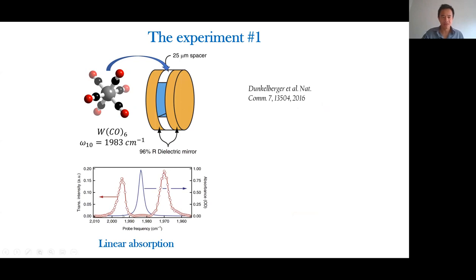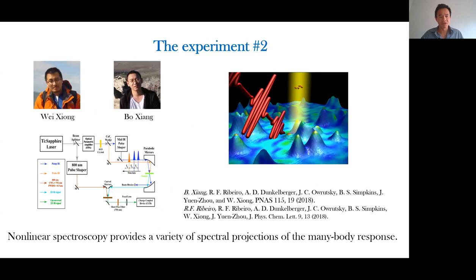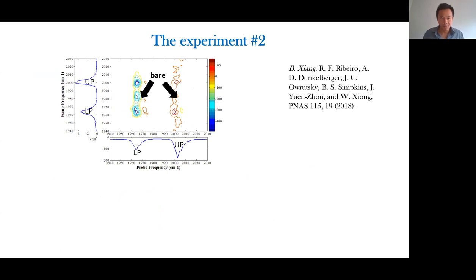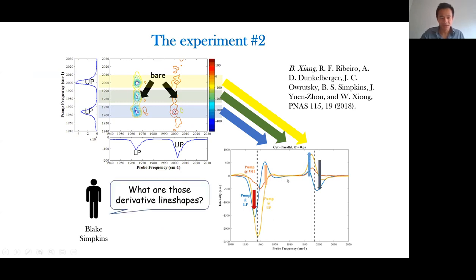cavity. They saw the upper and lower polaritons, and they took the transient absorption, but they were not fully understanding what was going on. So then they went to my colleague who works on 2D spectroscopy. And my colleague took the first 2D spectrum of this type of systems. And they were very puzzled about these things that look like derivative line shapes. So normally in molecular systems, these things don't show up like this.